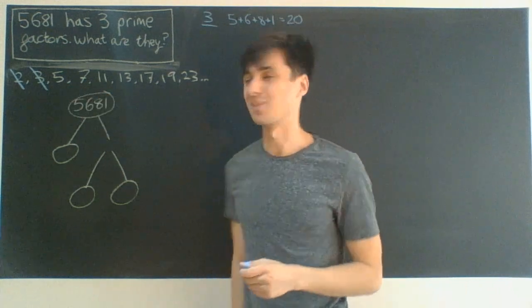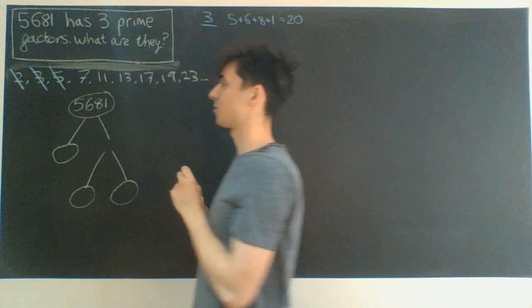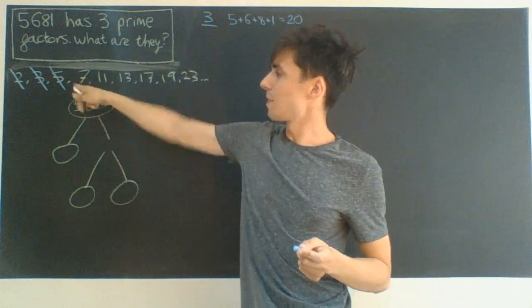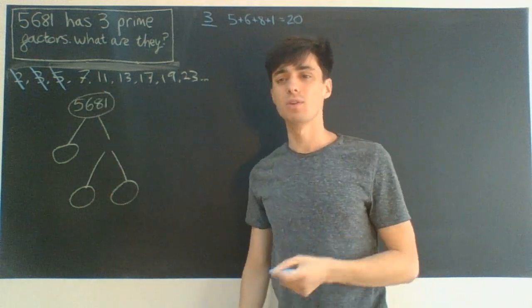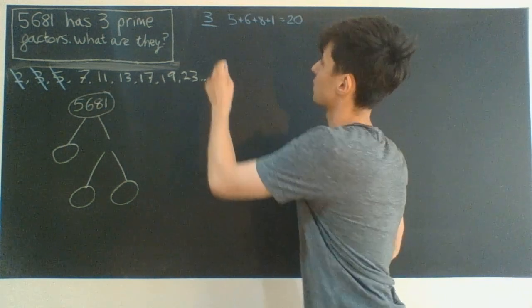5 is a really easy one to check because it doesn't end in a 0 or a 5. So let's get rid of 5. There's a divisibility test for 7, but it's a bit more complicated. I think I'd rather just do this one this way.